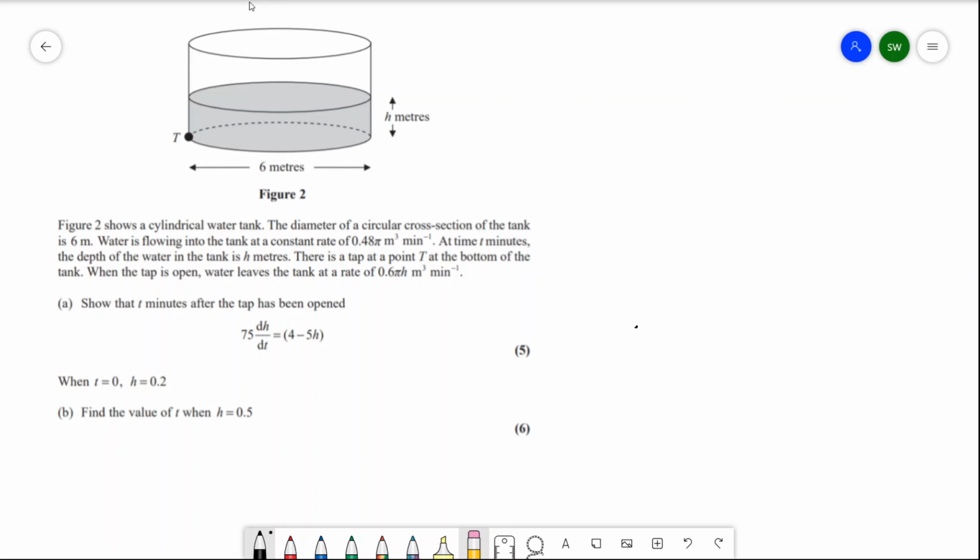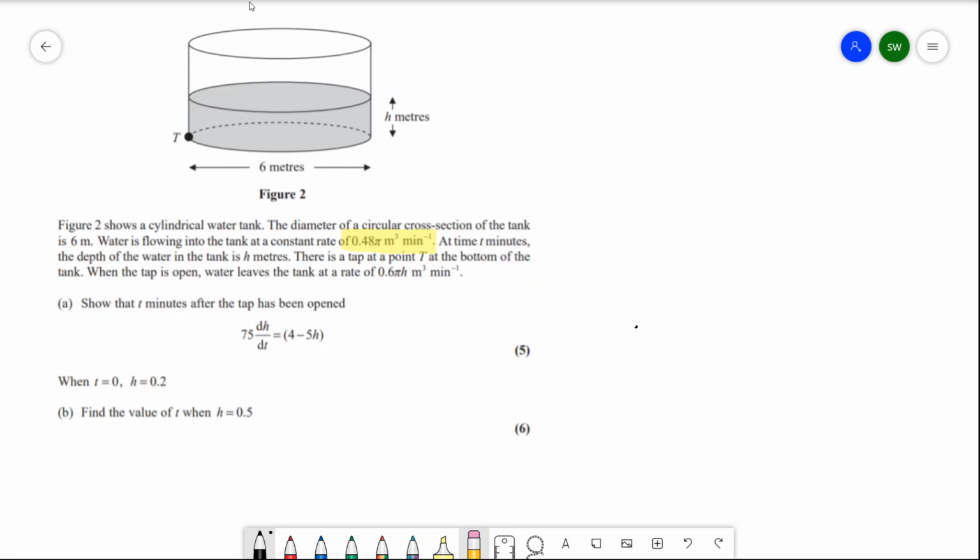So we've got a tank of water, and we know that water's flowing in at this rate here. So that tells you in a given minute how much water, or how much the volume is changing by. So that's the rate of change of volume per minute. And that's going to be positive because we're adding to the volume.